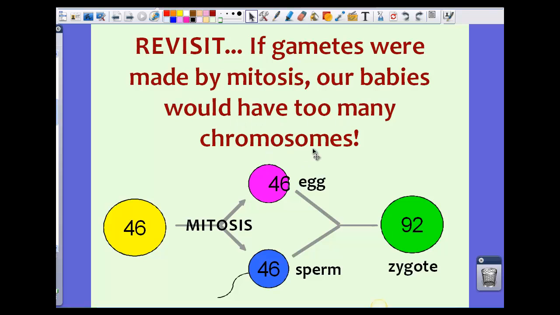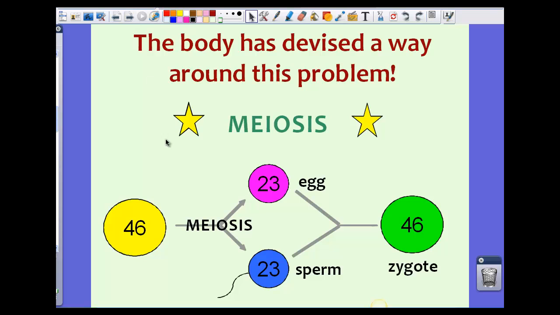If gametes were made by mitosis, our babies would have too many chromosomes, correct? We saw this. We had 46. If we had 46 in our egg cell and 46 in our sperm cell, our babies would have 92. Instead, our body goes through something called meiosis. And this is where our original normal set of cells, we have 46. But during the process of meiosis, it creates gametes. So it creates our sex cells that only have half the number of chromosomes.